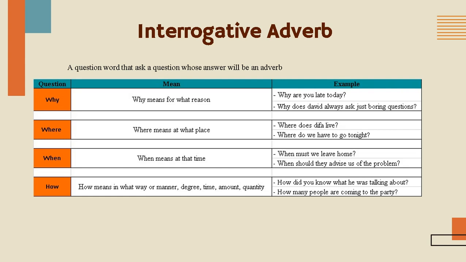Third, when. When means at the time. For example, when must we leave home? When should they advise us of the problem? Fifth, how. How means in what way or manner, degree, time, amount, and quantity. For example, how did you know what he was talking about? How many people are coming to the party?